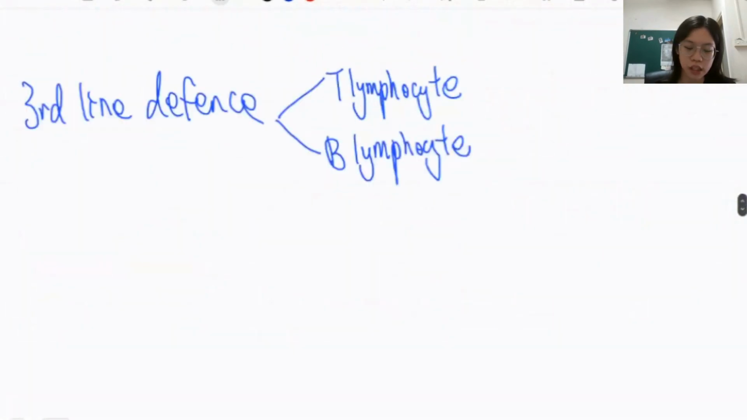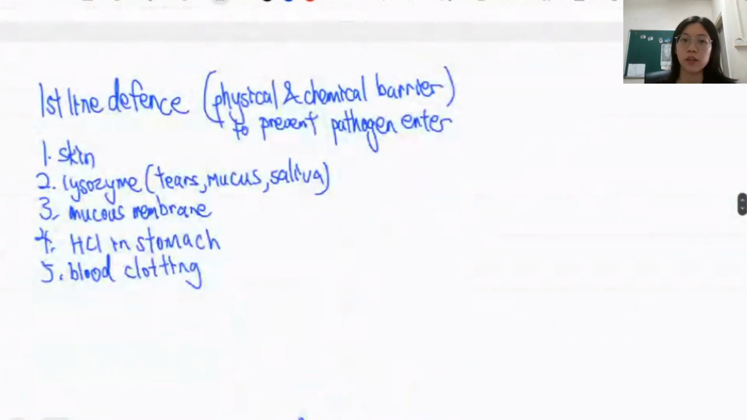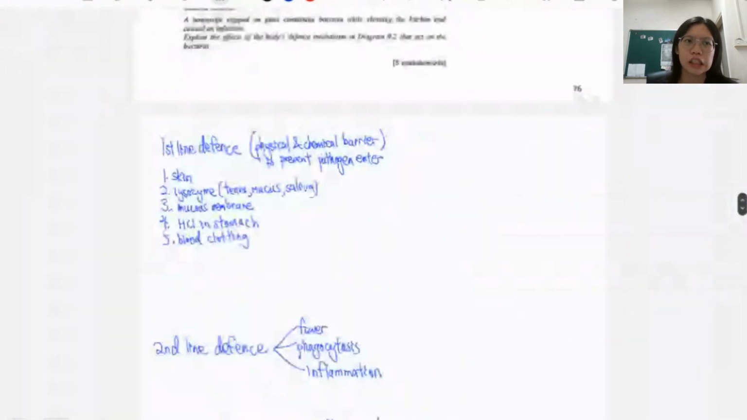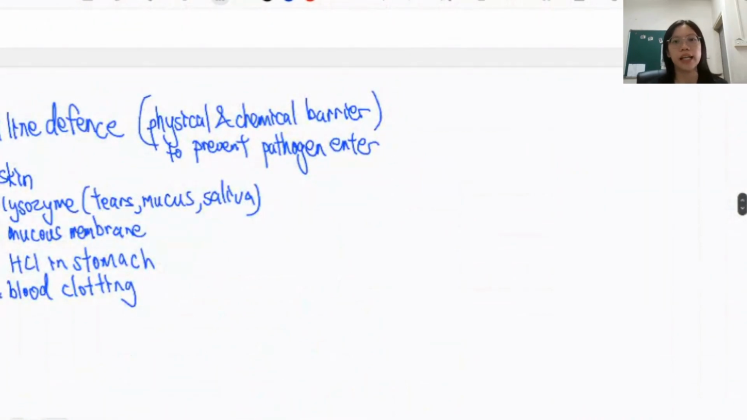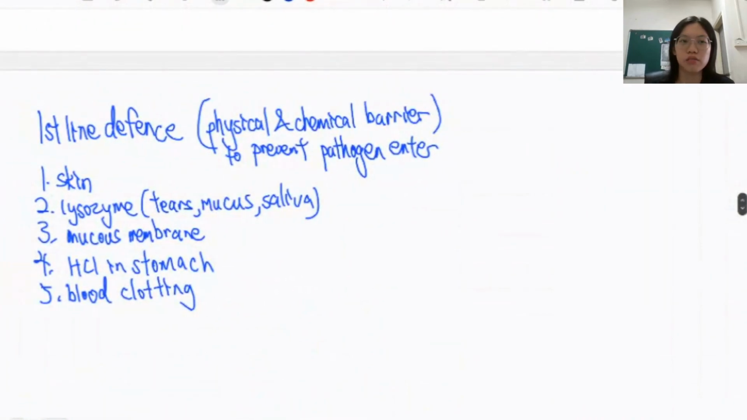But before I enter, I would like to show you in general form what we actually learned in the first, second, and third line of defense. I know there are a lot of mechanisms we learn, but what group is it involved in? Okay, so the first line of defense is the very general one. It's basically the one that acts as a barrier to prevent the pathogen from entering.